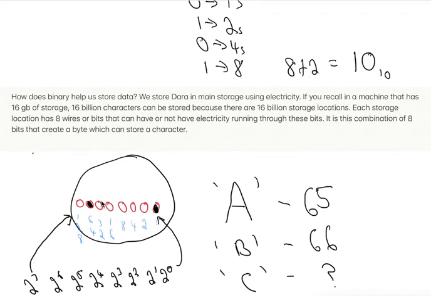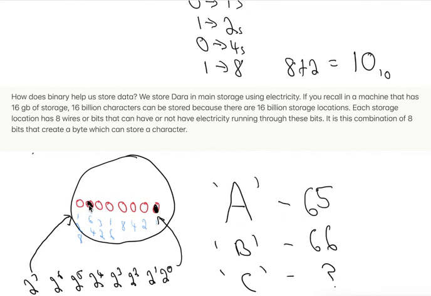Now let's go back and review. Here's one storage location right here, one of our 16 billion. And inside it, I have 8 wires. Here's 8 wires, 8 bits. This wire is worth 1 if it's on and 0 if it's off. 2 is 0, 4 is 0, 8 is 0, 16 is 0, 32 is 0, 64 is 0, or 128 is 0. Capital A is a 65.